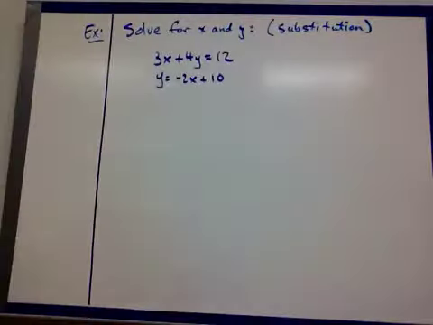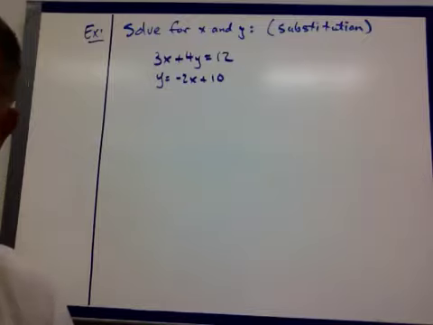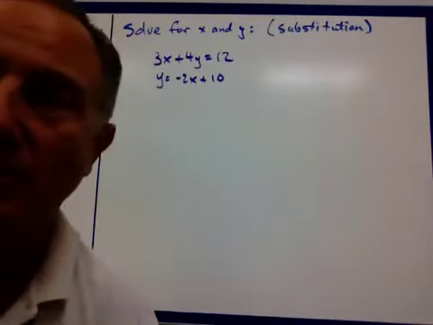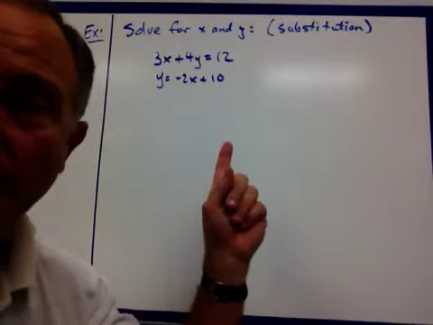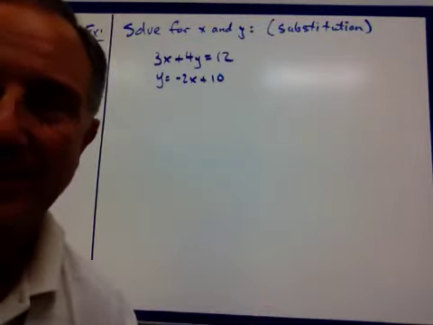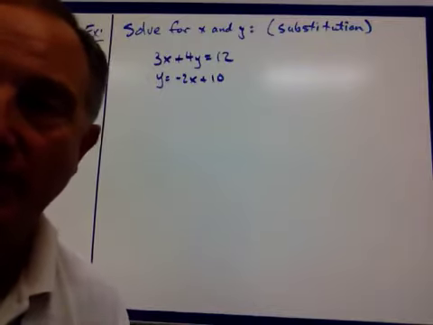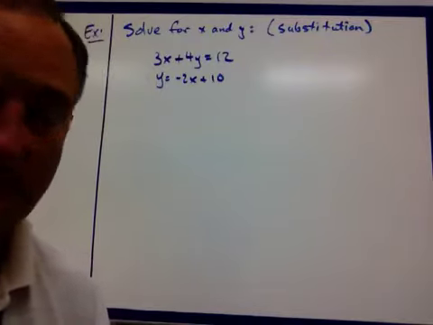Here's our system of equations. We have two equations: 3x plus 4y equals 12, and y equals negative 2x plus 10. As long as one of the equations is y equals or x equals, we'll use substitution. If it doesn't, you can still use substitution, but it's probably easier to use elimination. I'm going to show you that next.